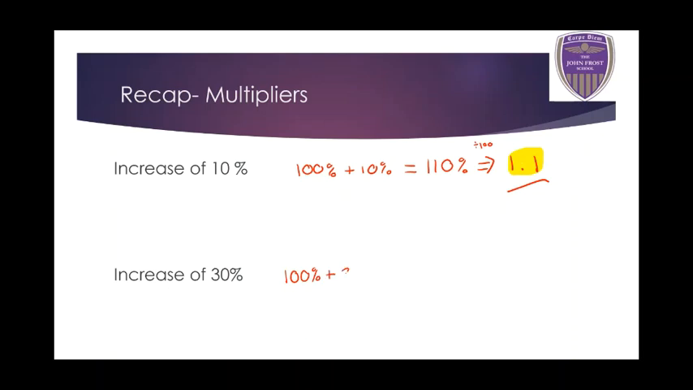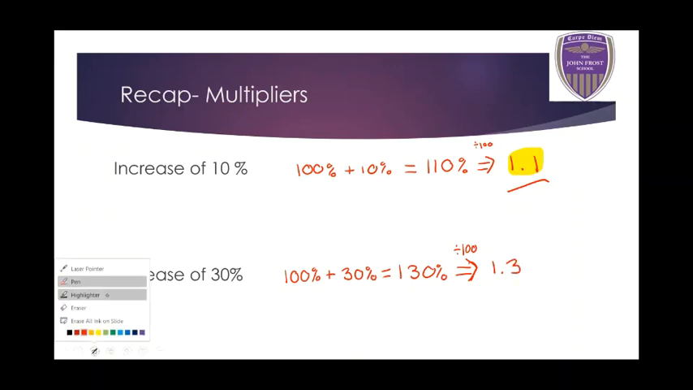Okay? Another example, if I wanted to increase something by 30%, well, that's the same as 100%. Because we're increasing, we're going to add 30%, which is 130%. Now, if we want to change this into a decimal, because multipliers are always decimals, again, convert a percentage to a decimal, divide it by 100, and that will give you 1.3. So if you want to increase something by 30%, you multiply it by 1.3.